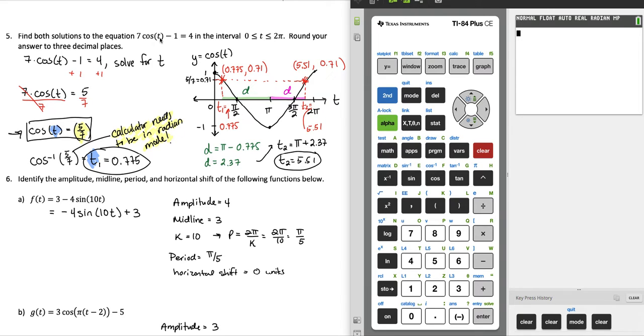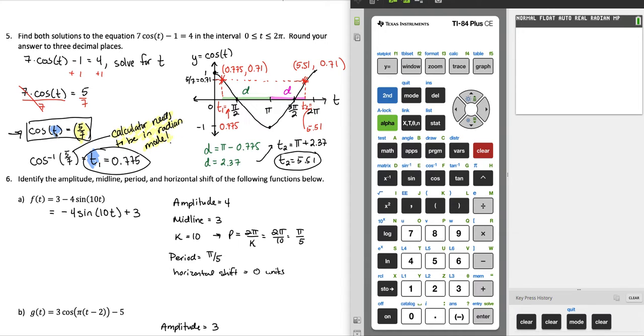And the first thing that you want to do is use some inverse operations to get cosine of t to one side of the equation. So that's what we've done down in this step here. We've got cosine of t is equal to 5/7. So the input value is unknown, but we know that the output value is 5/7.